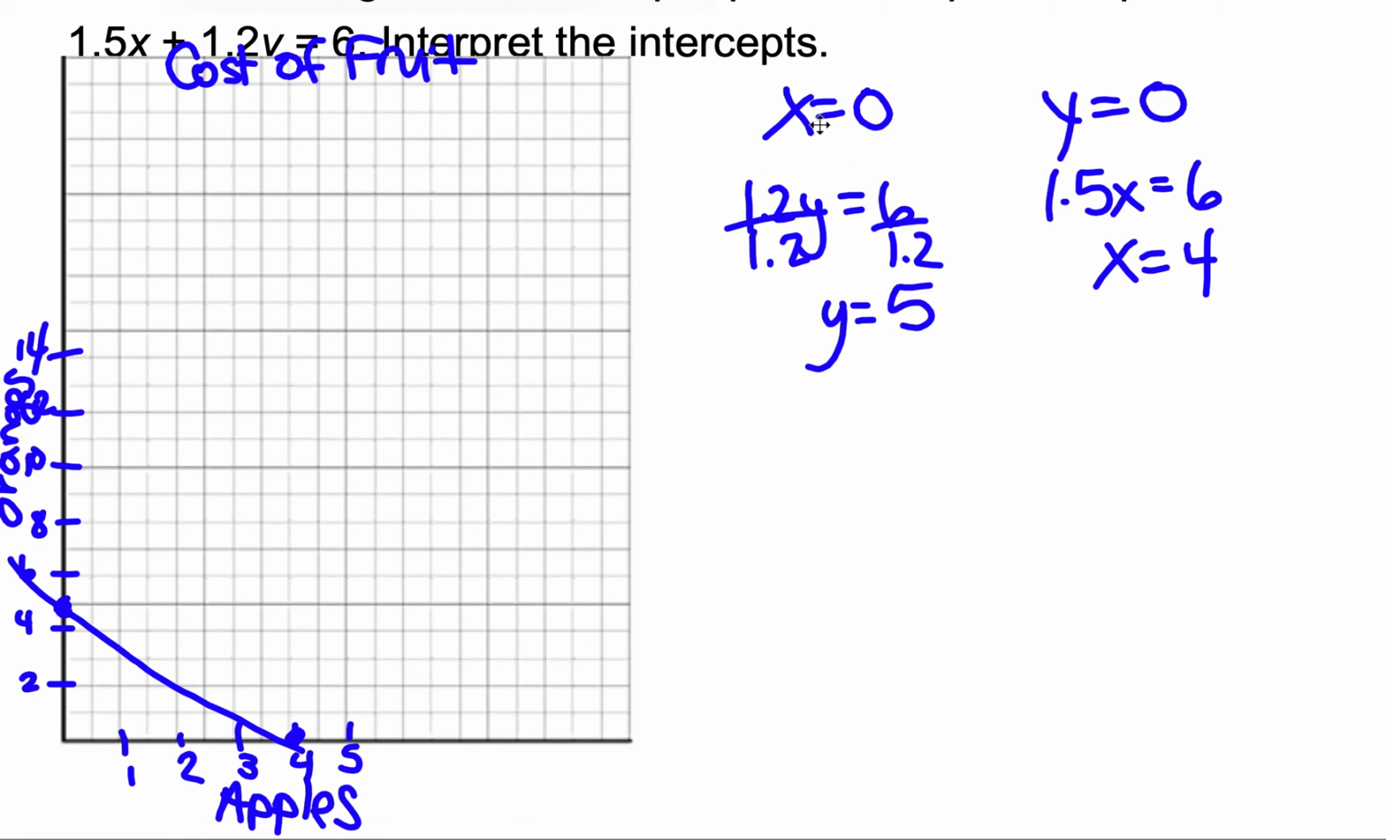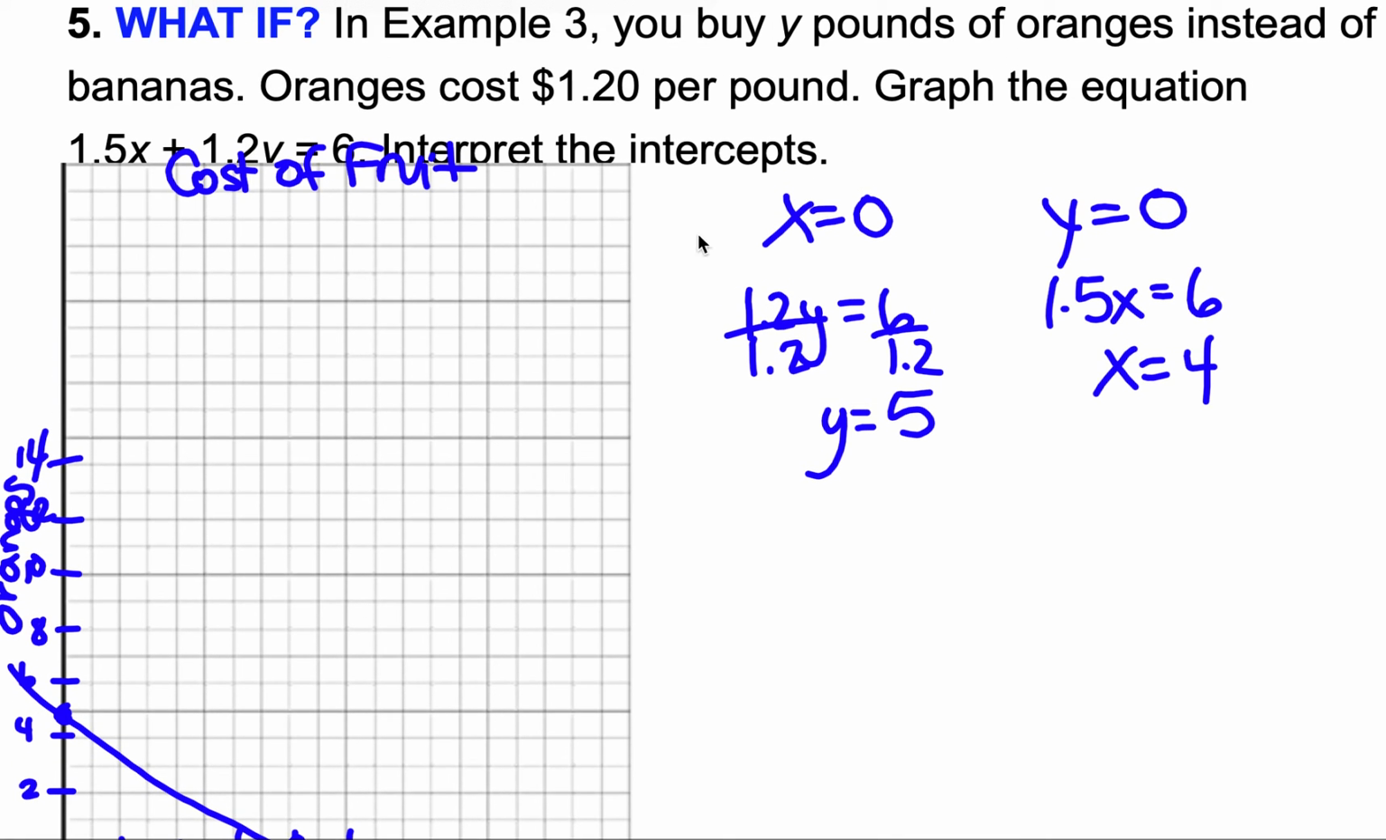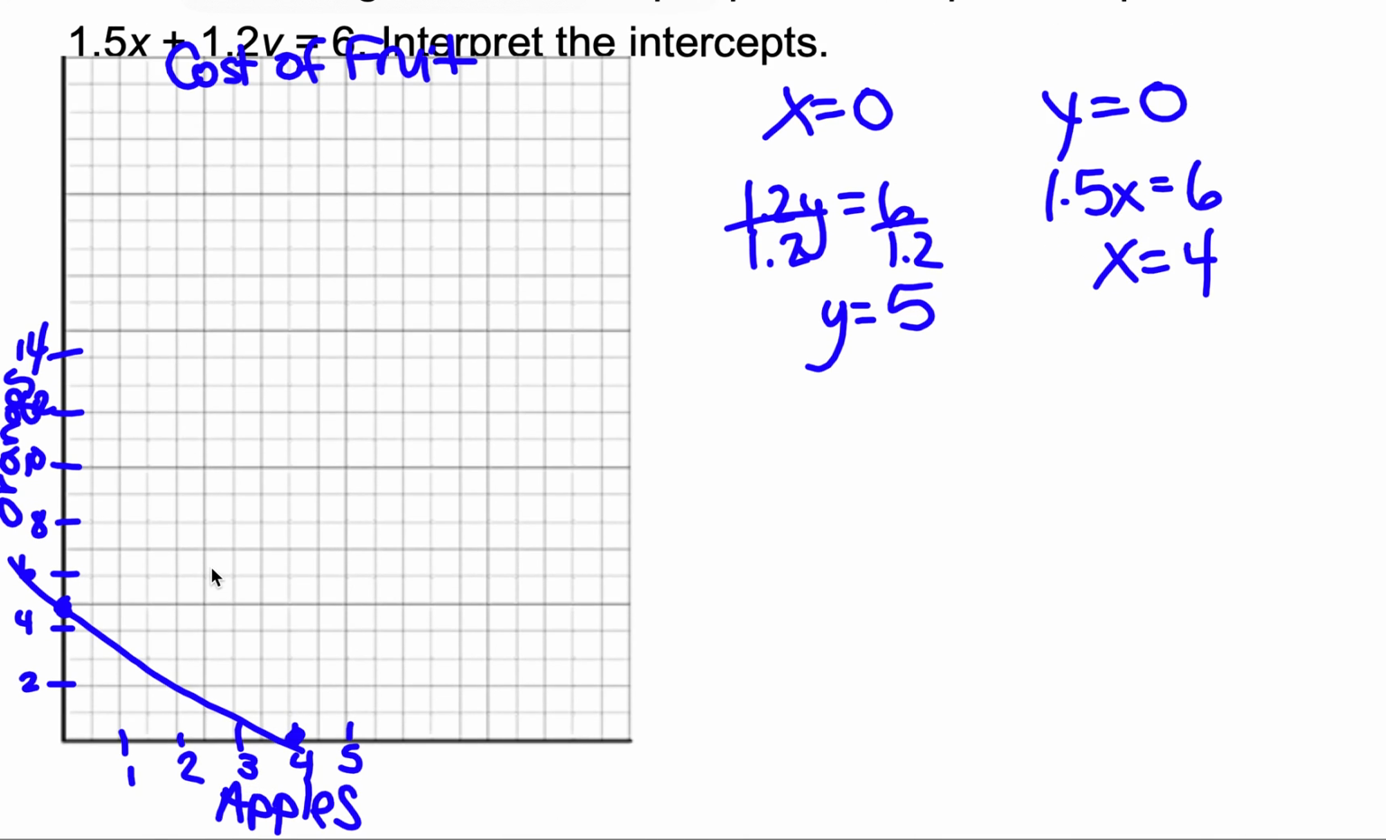So to put in x is 0, we get 1.2y = 6. We divide by our 1 2/10. 6 divided by 1 2/10 is 5. So I put my point on the y-axis here at where 5 is on the y-axis. And then I substituted y for 0. I was left with 1.5x = 6. And then I divided both sides by 1.5. When I did 6 divided by 1.5, I have 4, just like you did on the last problem.